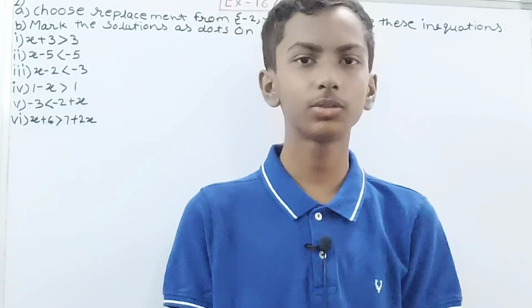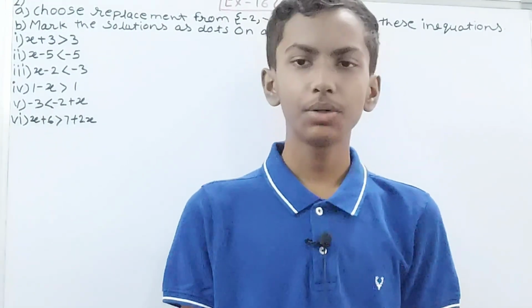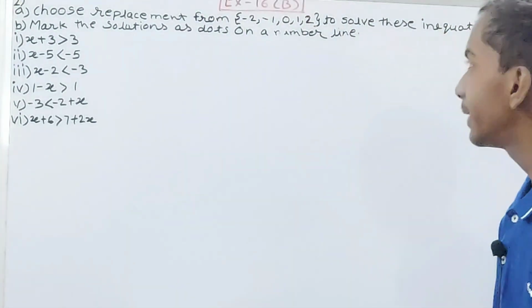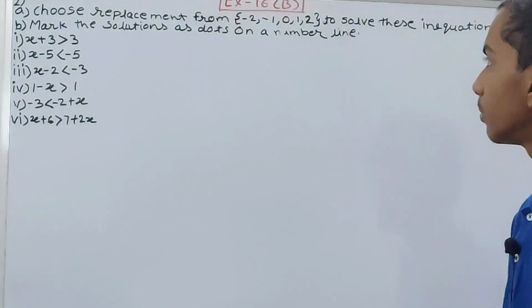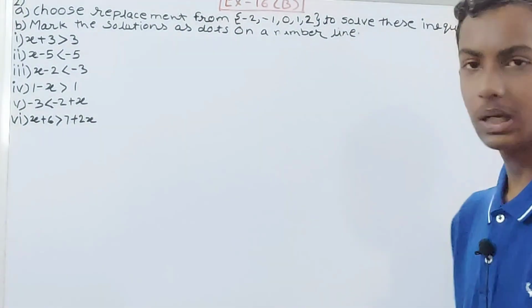In this video, we are going to solve ICSE Mathematics Class 8 Chapter 16 Linear Inequations Exercise 16B Question 2. It is choose replacement sets. So choose replacement from -2, -1, 0, 1 and 2 to solve these inequations and then mark the solutions as dots on a number line.